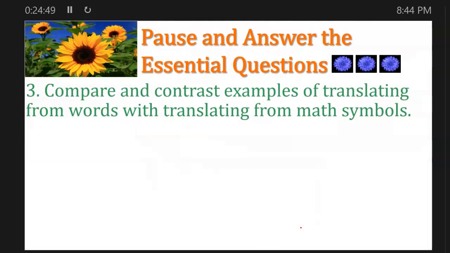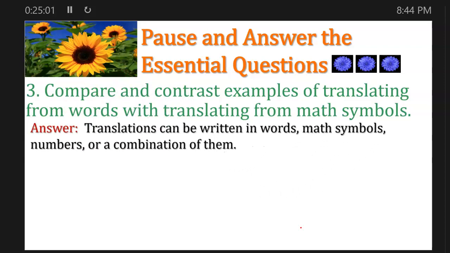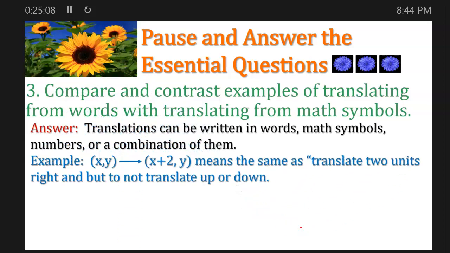And the third essential question is: compare and contrast examples of translating from words with translating from math symbols. All right, the answer is translations can be written in words, math symbols, numbers, or a combination of them. An example would be for every x, y, x plus 2 and y means the same as translating 2 units right, but not translating any up or down.